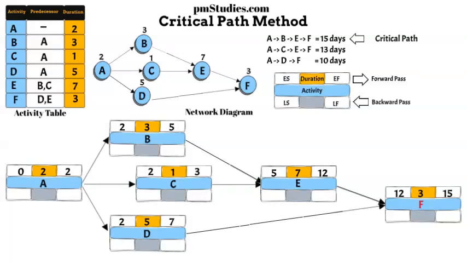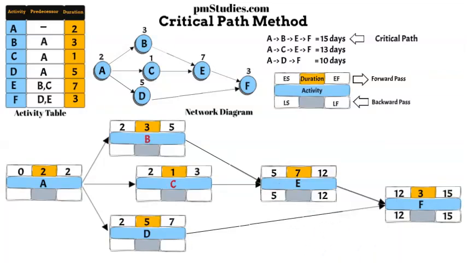The latest time that activity F can finish without impacting the project duration is 15, so we enter 15 into the LF of activity F. The LS will be the LF minus the duration, which would result in 12. For the next backward activity, activity E, we will bring the LS of activity F into the LF. The LS will be the LF minus the duration, which would result in 5.